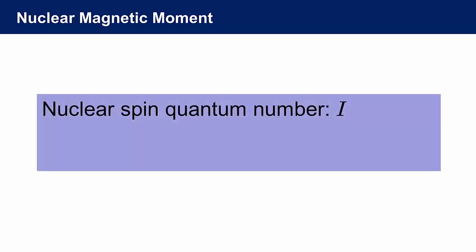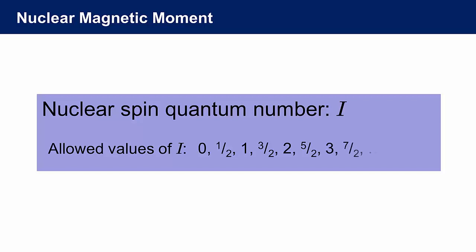The magnetic moment of a nucleus is characterized by a quantum number. This quantum number is usually given the symbol capital letter I. As with other quantum numbers, the values that are permitted for I are restricted. In this way, I can only take values of 0, 1/2, 1, 3/2, 2, 5/2, 3, 7/2, and so on.